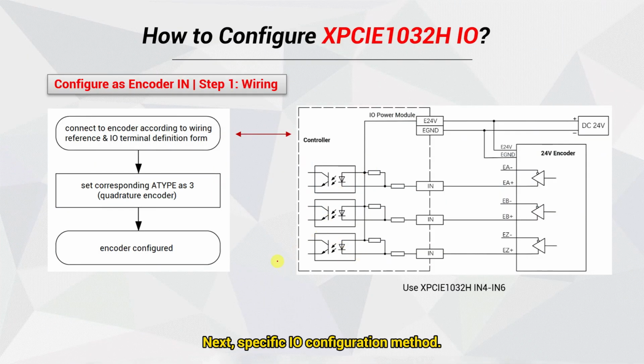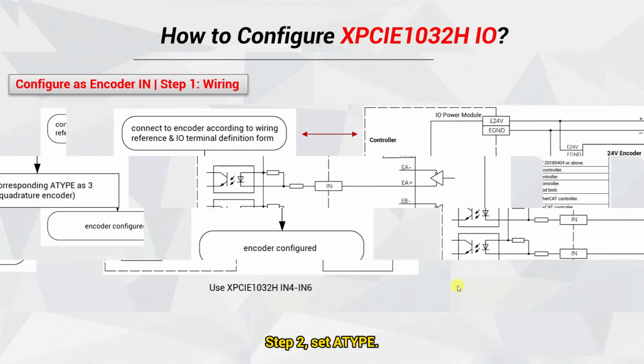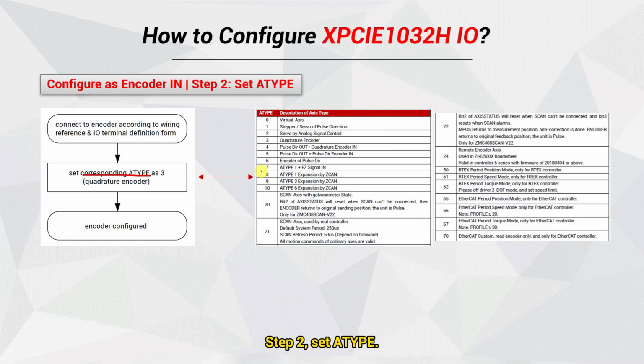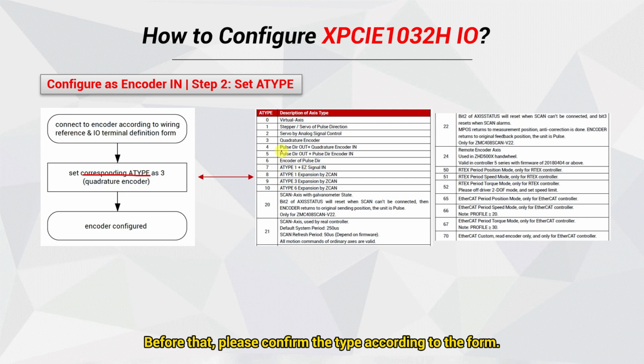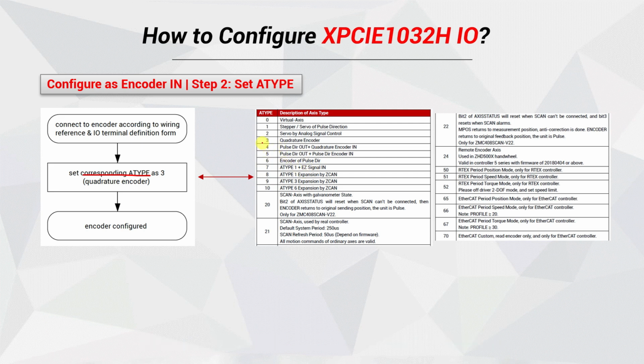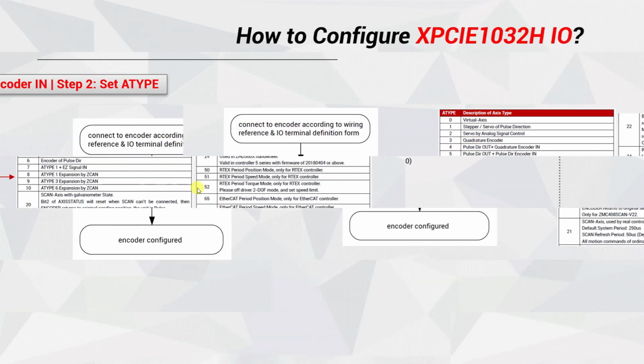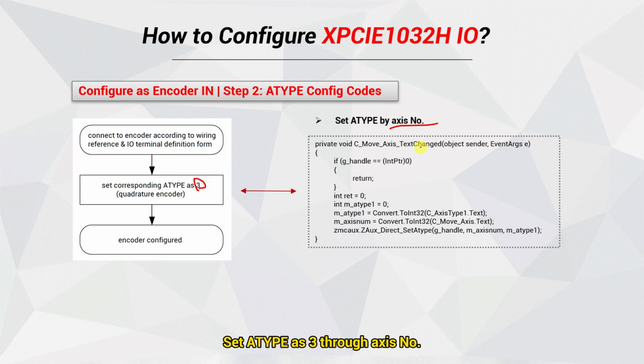Next, specific I/O configuration method. XPCIE1032H card itself I/O at first. How to configure in as encoder. Step 1, wire card to encoder. This is the example. In 4 to in 6 are used here. Step 2, set a type. Before that, please confirm the type according to the form. Because it is quadrature encoder. Set a type is 3 through axis number.